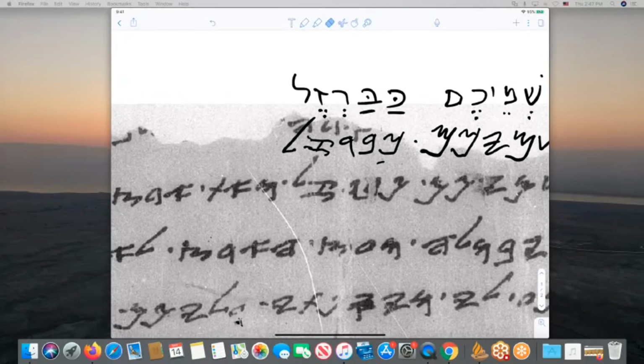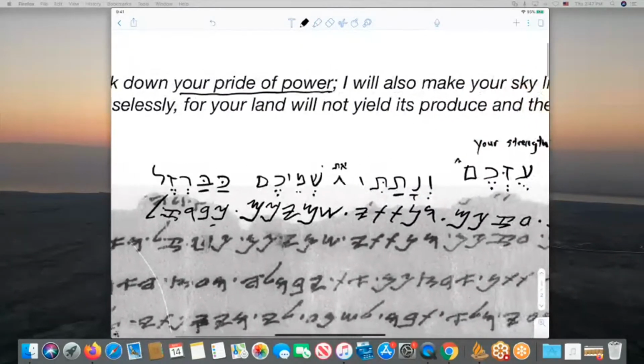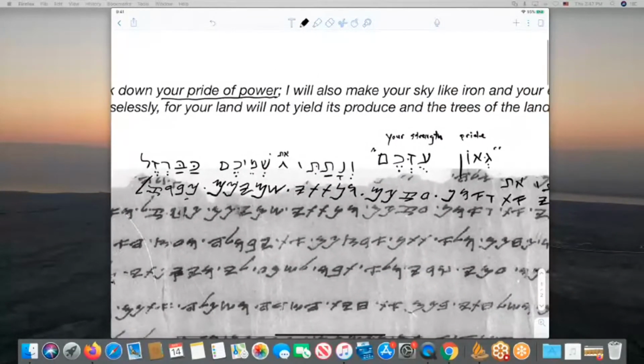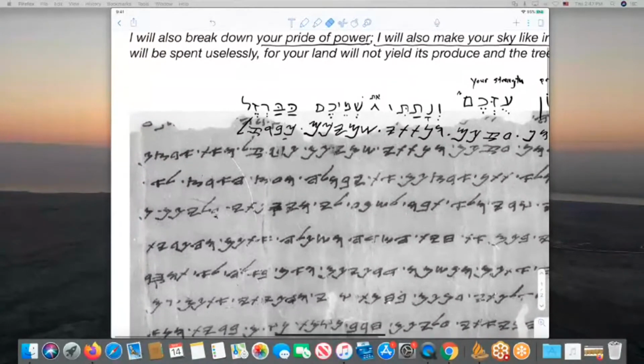ka. And this ka here means like, as or something. So I will make your sky like iron. So the iron there, that's your Barzel. And your sky is your heavens. So maybe you've got a translation that says your heavens. I will set your heavens as iron.